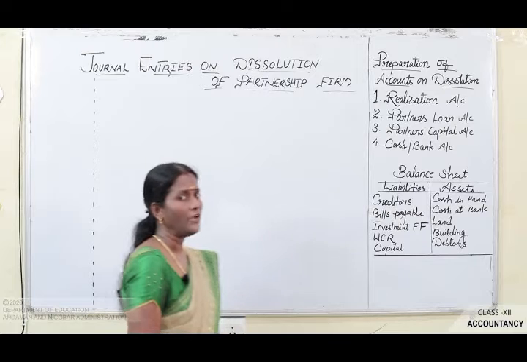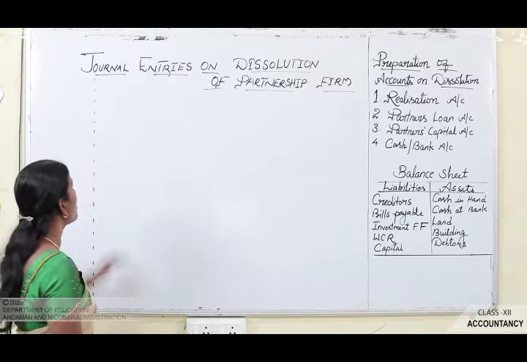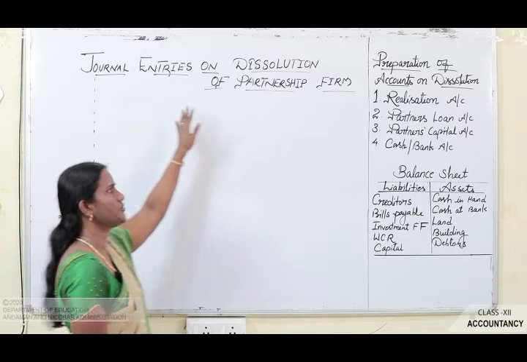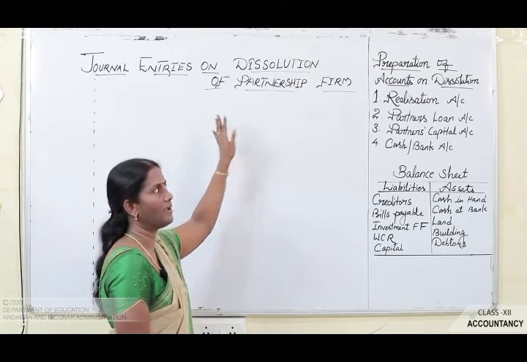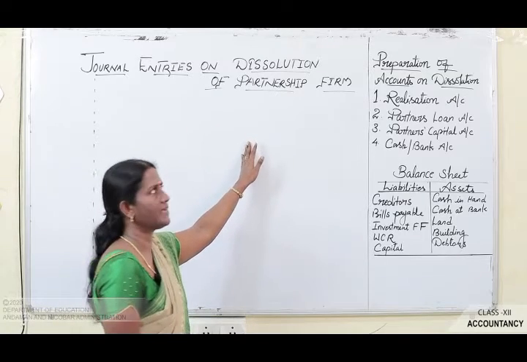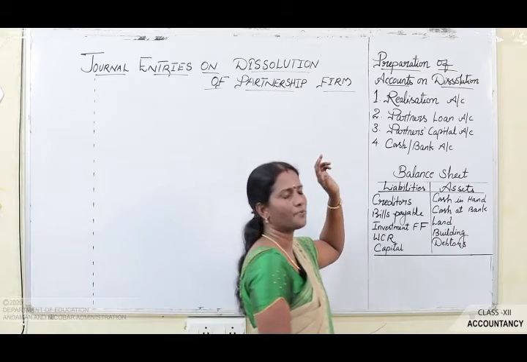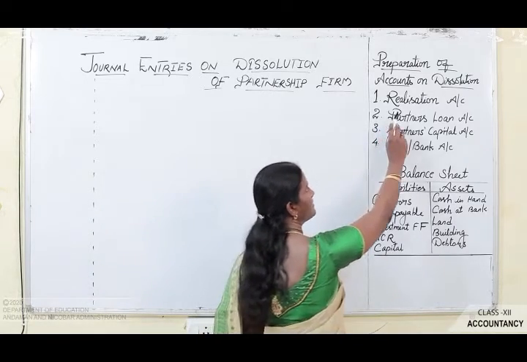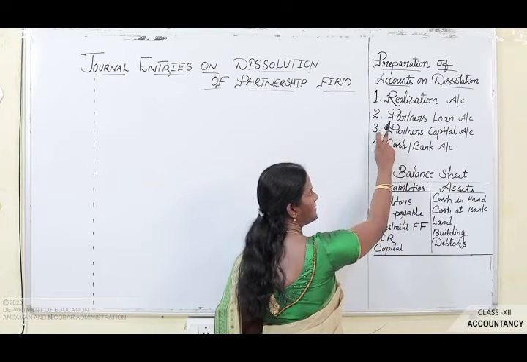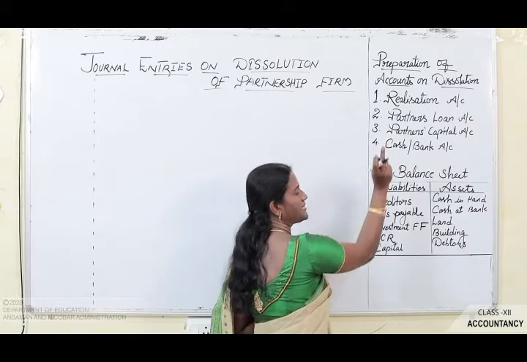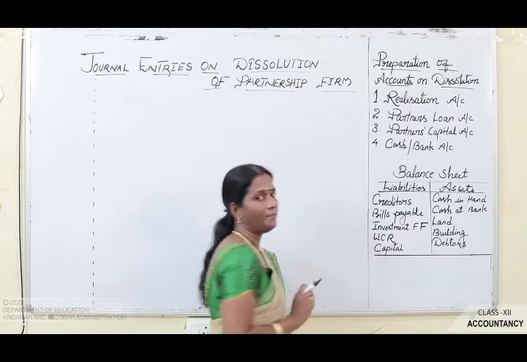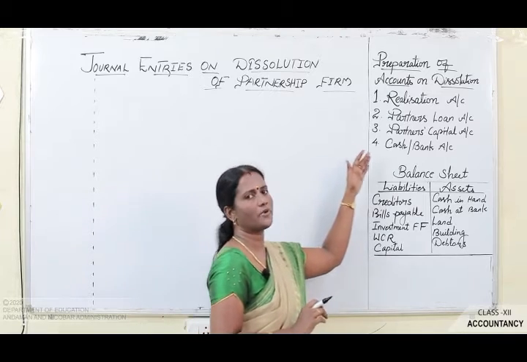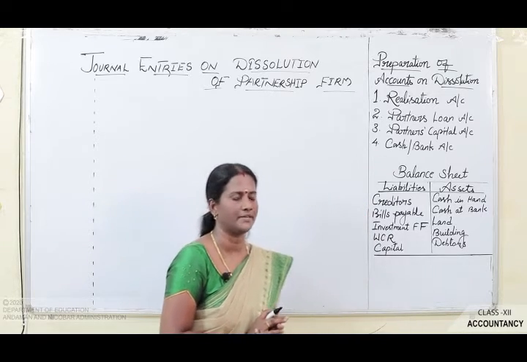Okay. Now let's start today's topic, and the topic is journal entries on dissolution of a partnership firm. Before I start with the journal entries, let's see what are the accounts we are going to prepare at the time of dissolution. The first account is realization account, then partners loan account, then partners capital account, then cash and bank account. So these are the accounts we are going to prepare at the time of dissolution.